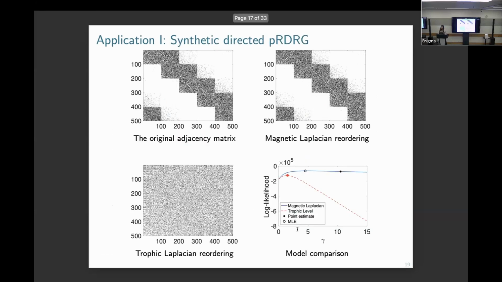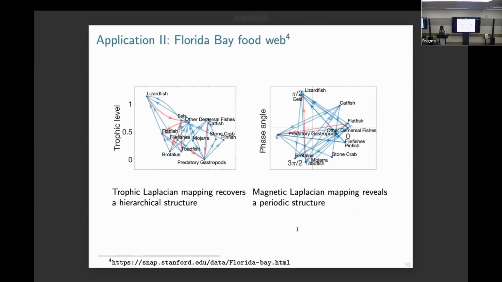I had a question, actually, on that slide that you just showed, the one that had the Florida Bay. So I think you said that this one was better described by the periodic model. My question was, does that relate to some biological property of that network? Or how does that mathematical result relate to our understanding of the biology of that food web?